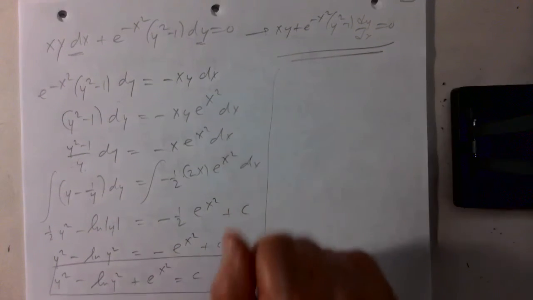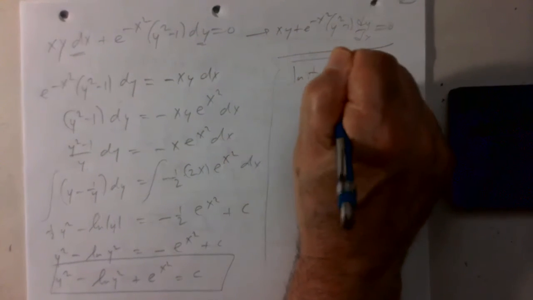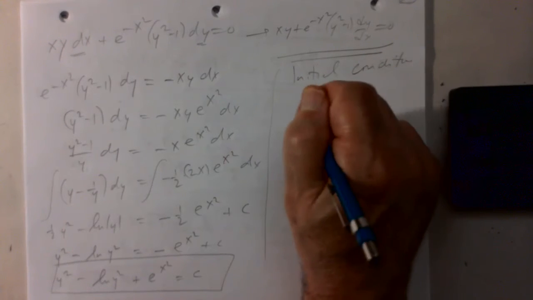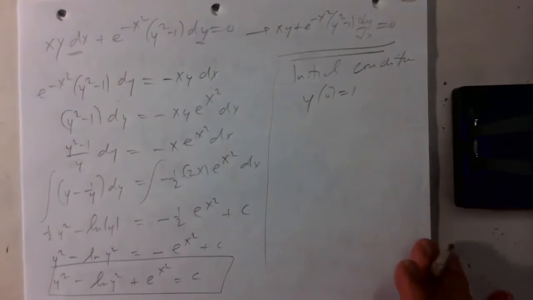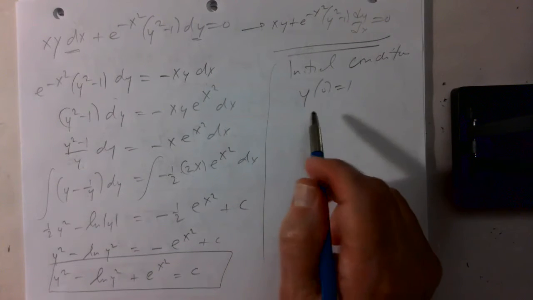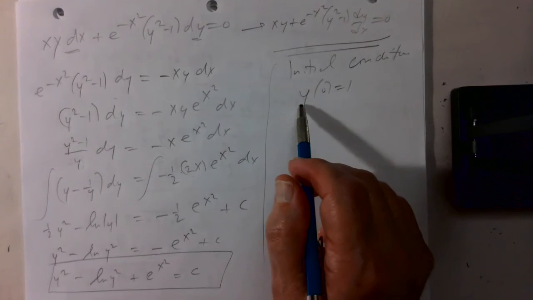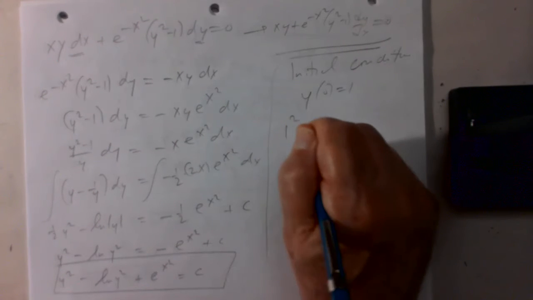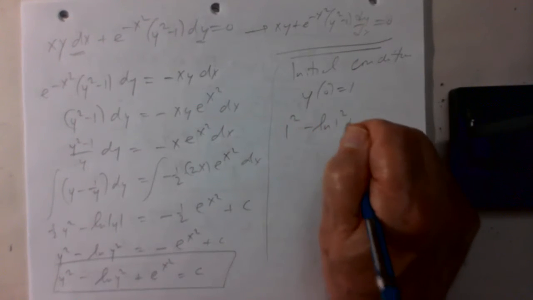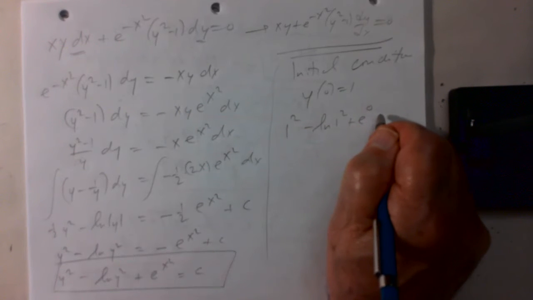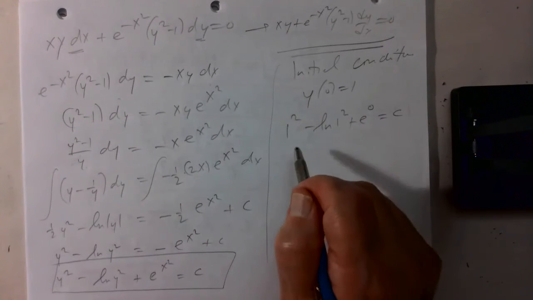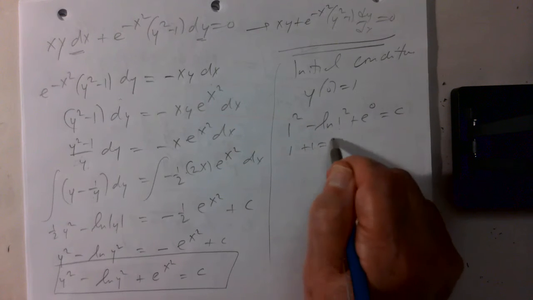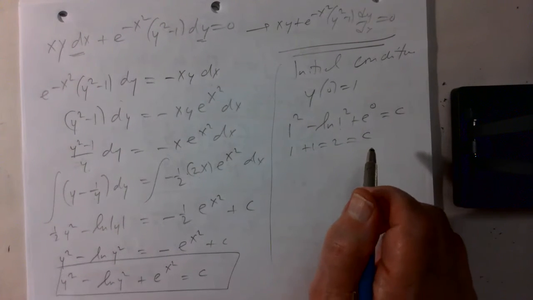But now suppose we also have an initial condition. The condition is that y of 0 equals 1. So we want to find a solution where when x is equal to 0, y is 1. If you plug in y equals 1 and x equals 0, that'll give us the value of c. This says 1, log of 1 is 0, e to the 0 is 1. 1 plus 1, or 2, is equal to c.